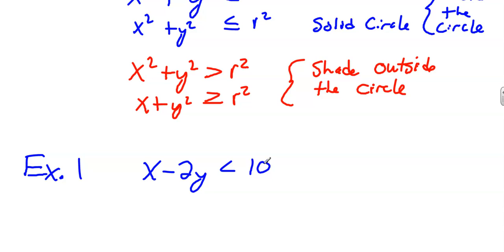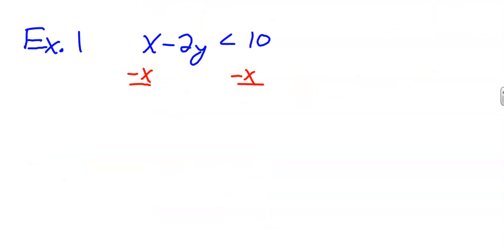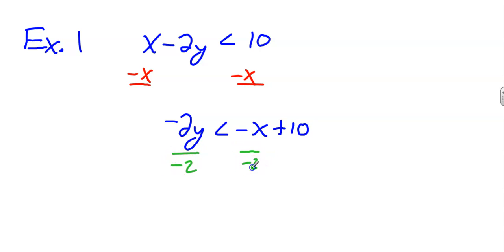Okay, so we've got the x and the y. We want to put it in y = mx + b form. So I would say first thing is let's subtract the x and take it over to the right-hand side. And if we're doing mx + b, we'll put the x first. Okay, to get y by itself, we're going to take this inequality and divide everything by -2.